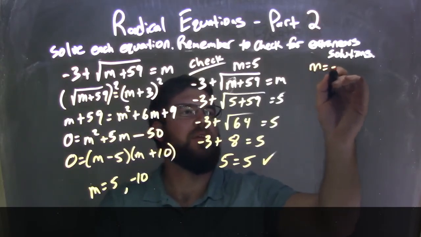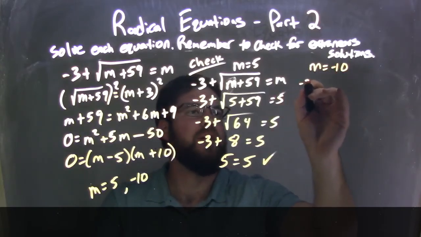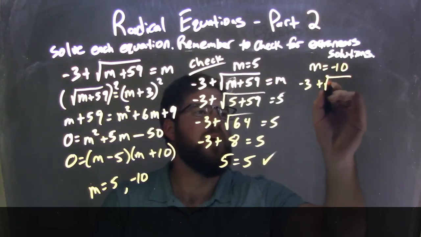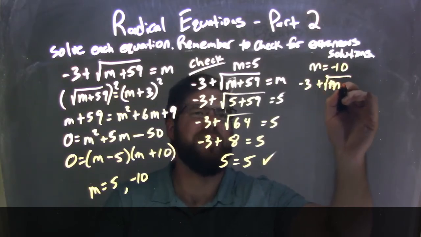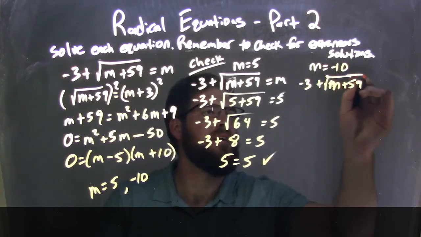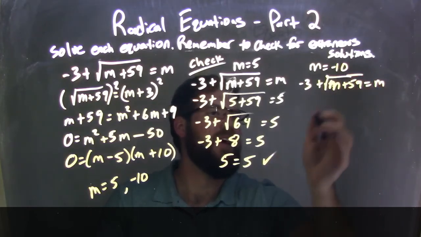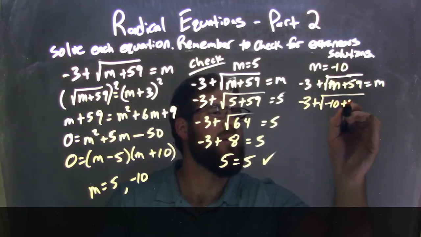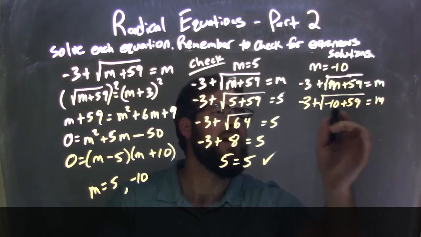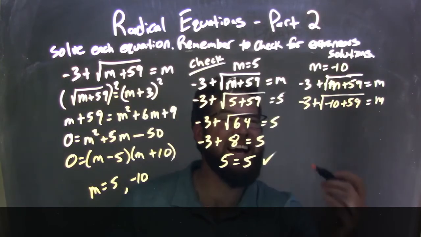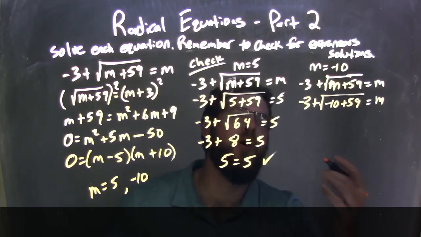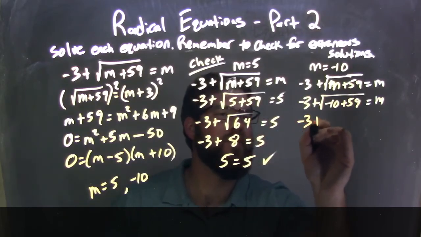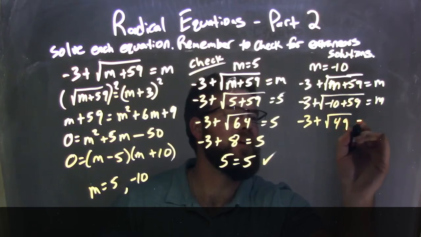So we have m equals negative 10. Original equation: negative 3 plus square root of m, not 5, plus 59 equals m. Plug negative 10 in for m. So we have negative 3 plus the square root of negative 10 plus 59 equals m. Negative 10 plus 59 is a positive 49. So negative 3 plus square root of 49 equals m.